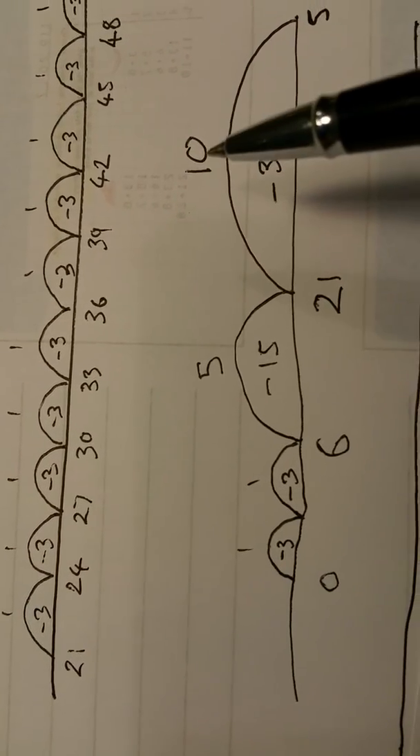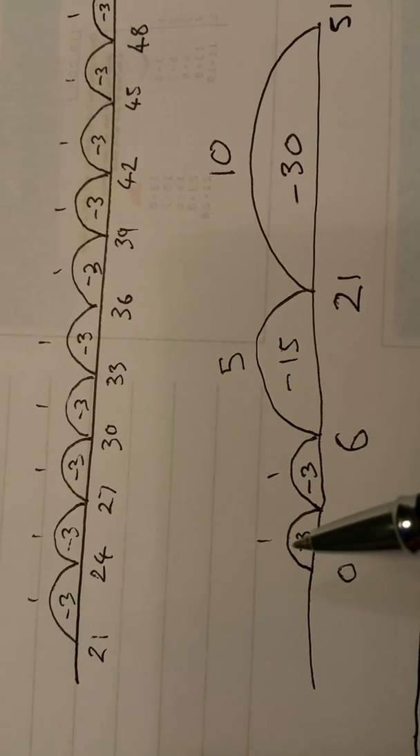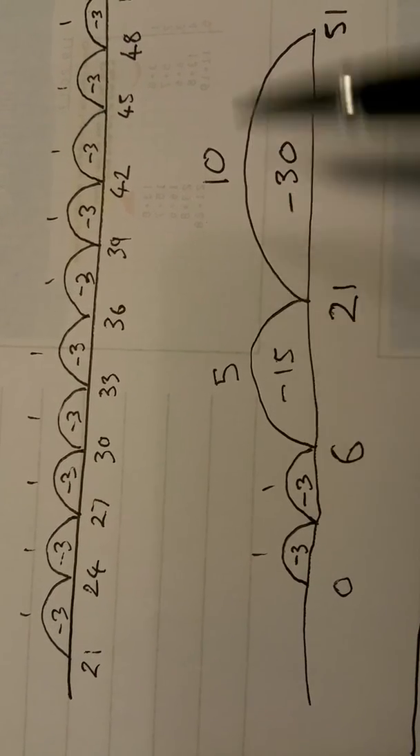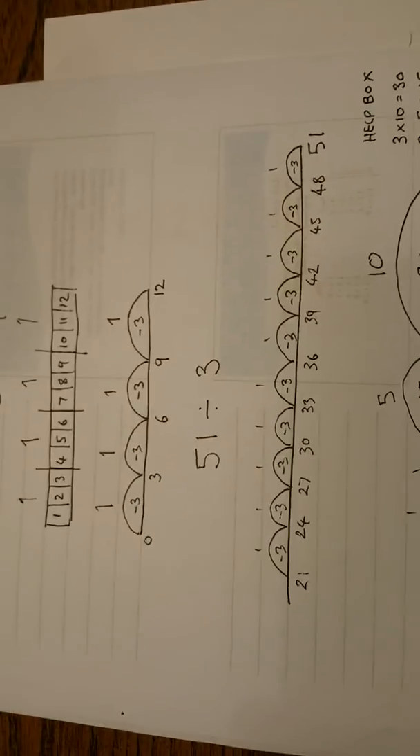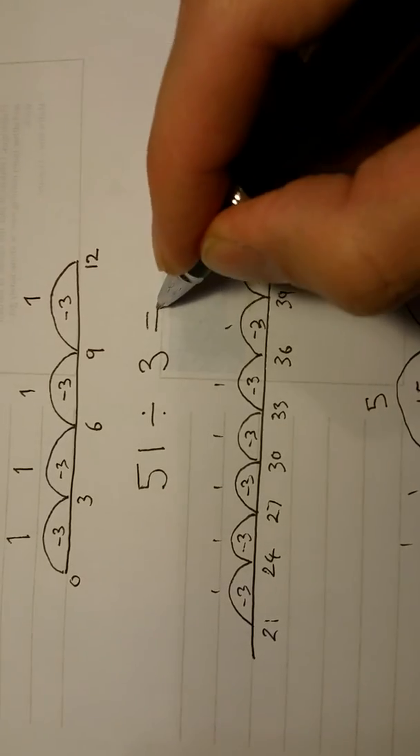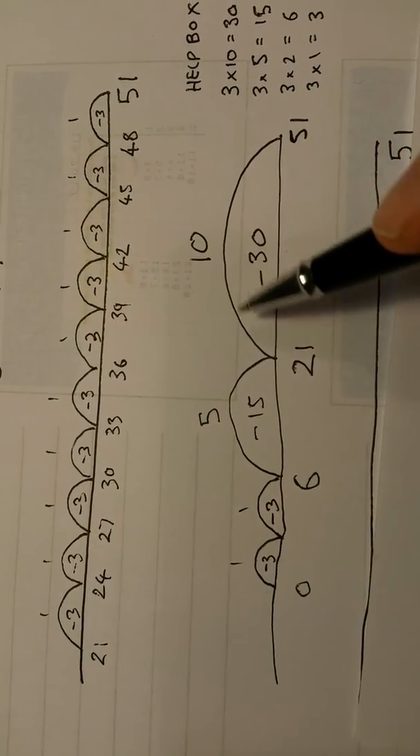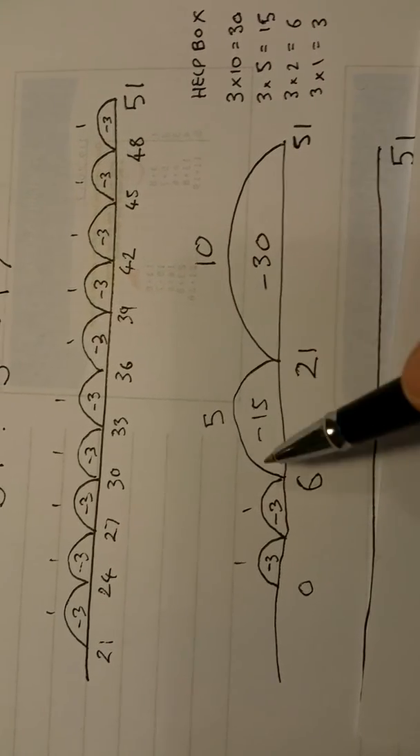So that's 10, 15, 16, 17. So I took out 17 lots of 3 in total. So I know my answer to 51 divided by 3 equals 17. And chunking is just taking out lots of groups of 3 in one go.